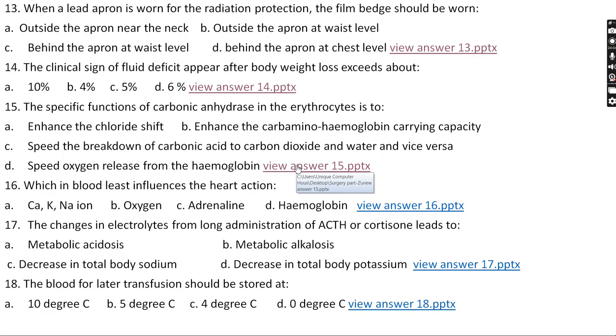Question number 16. Which in blood least influences the heart action? Option A, calcium, potassium, sodium ions. Option B, oxygen. Option C, adrenaline. Option D, hemoglobin. The right answer is option D, that is hemoglobin.